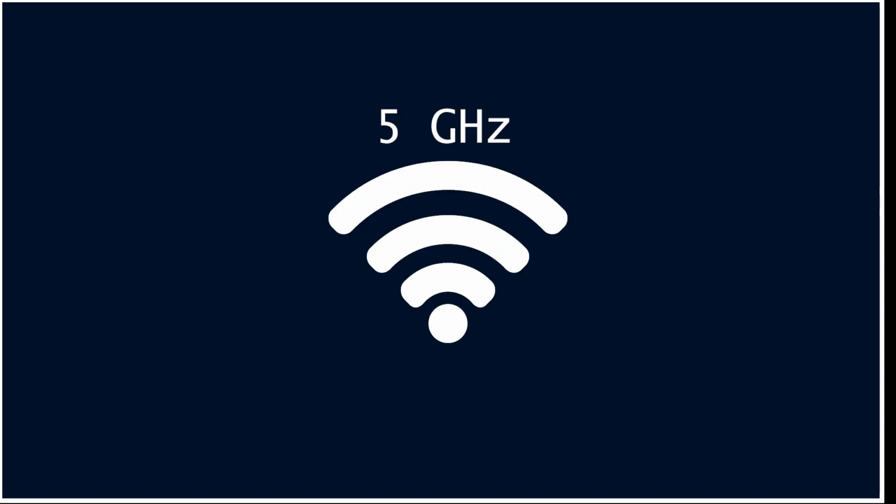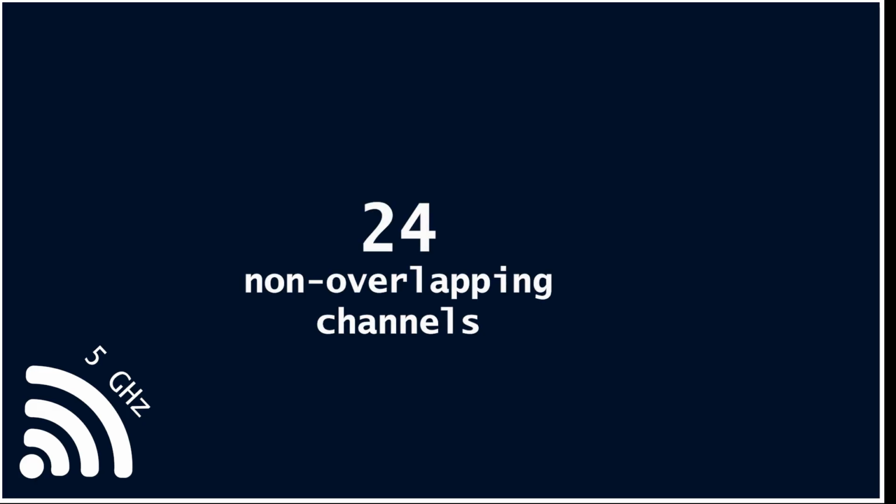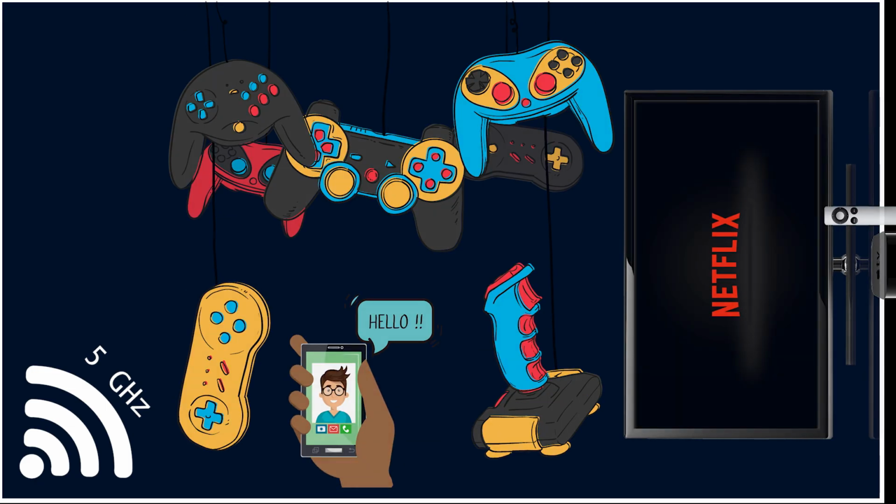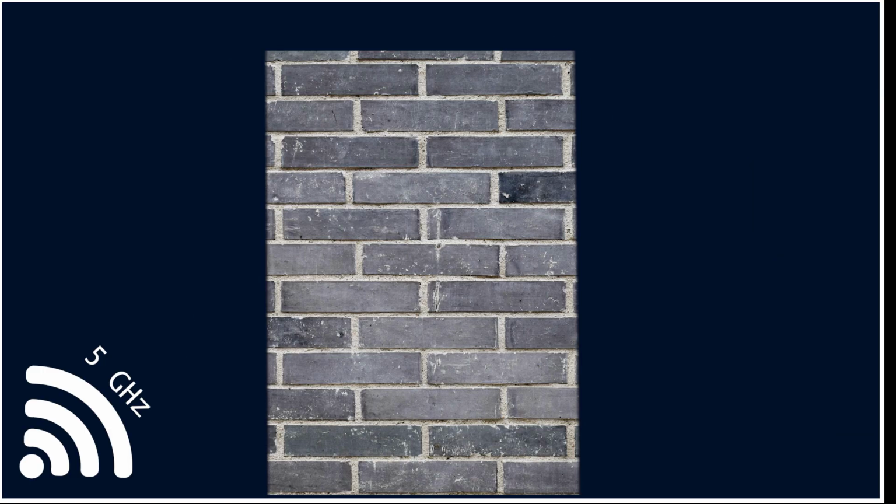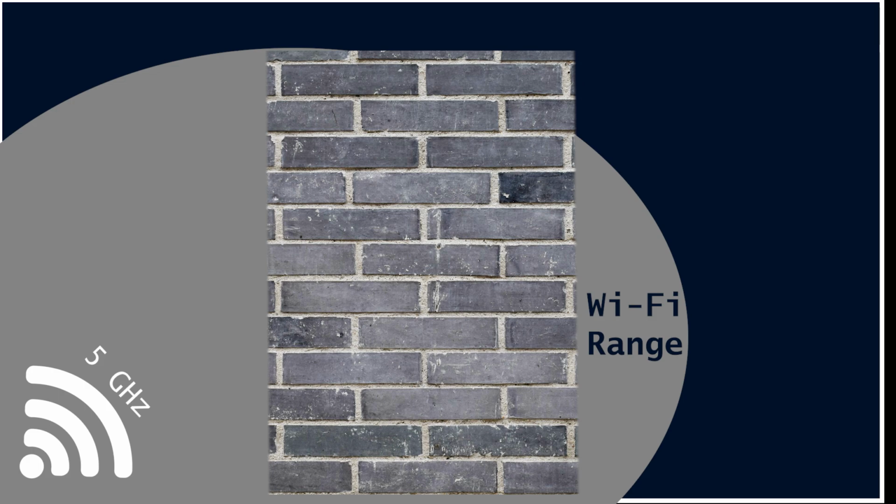Now let's move on to 5 GHz. Here you get much faster speeds and many more channels than 2.4 GHz, which helps avoid interference. It is a great choice for streaming, gaming, and video calls. On the other hand, the signal doesn't travel as far and walls block it more easily, since higher frequencies naturally have shorter range.